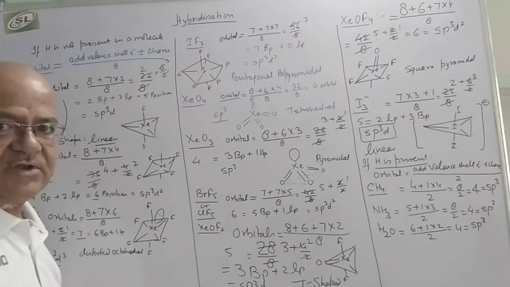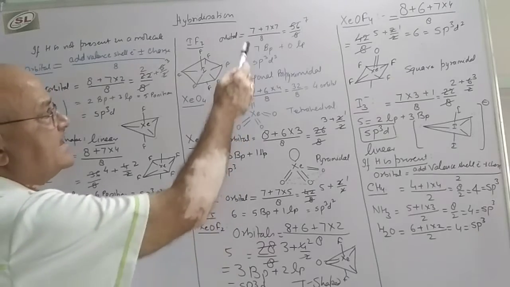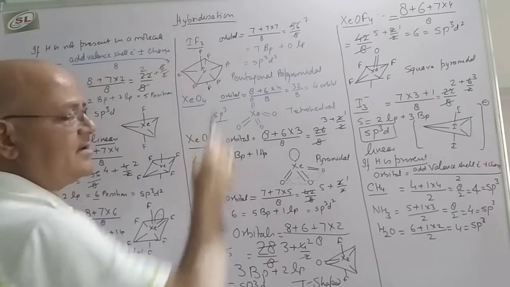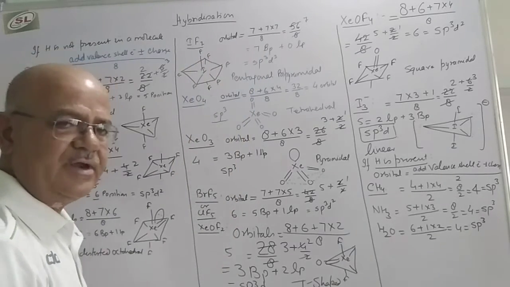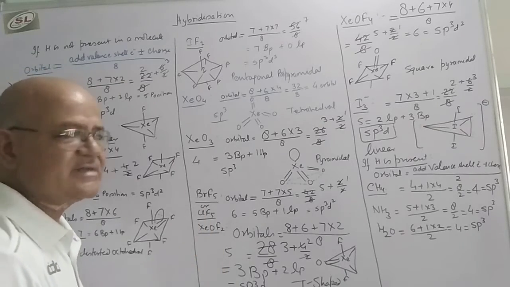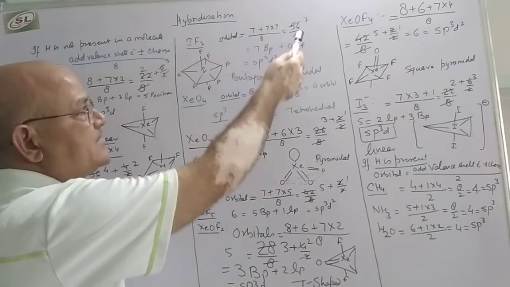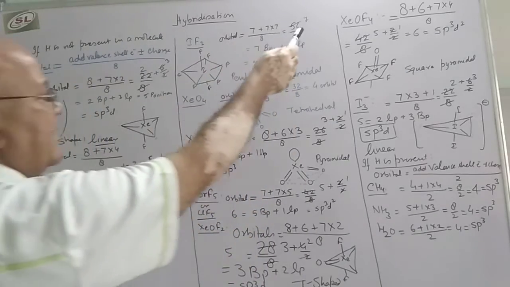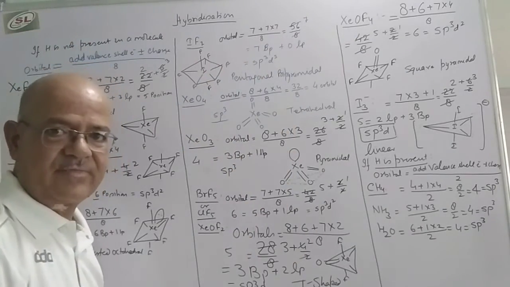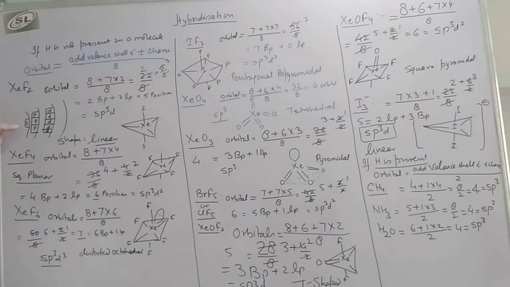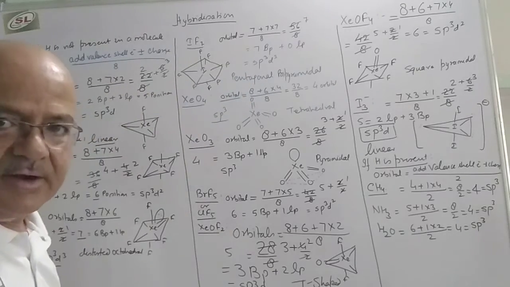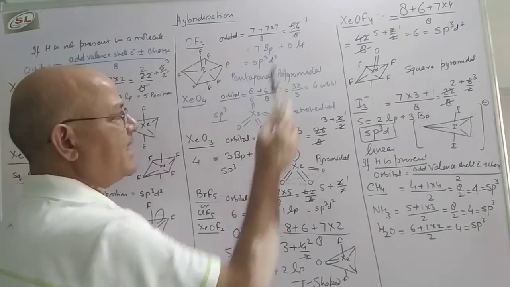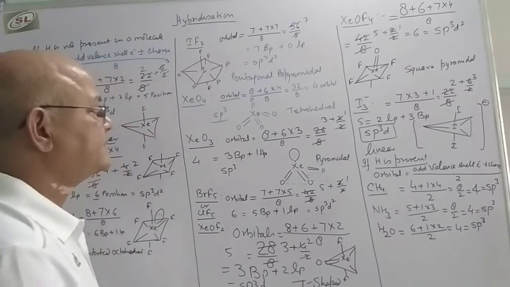Now in IF7, you will see, 7 electrons in the valence shell of iodine, fluorine is also having 7, so it becomes 56 divided by 8. 7 bond pairs will be present, there is no lone pair. 7 orbitals you can calculate: 1, 2, 3, 4, 5, 6 and 7. So sp3d3, and pentagonal bipyramidal will be the geometry.